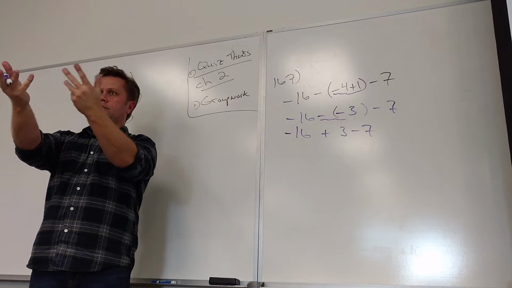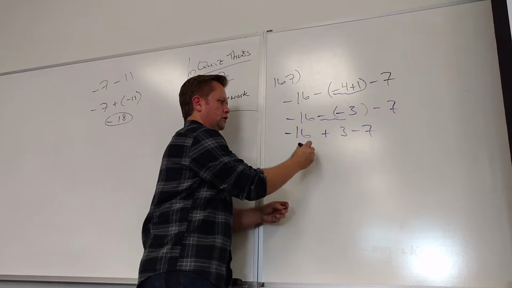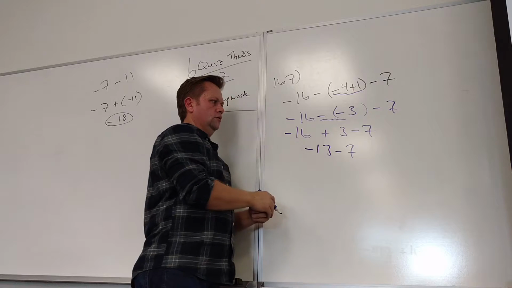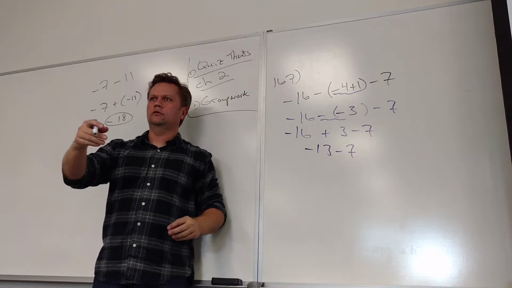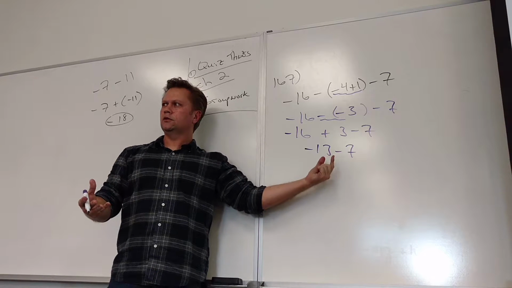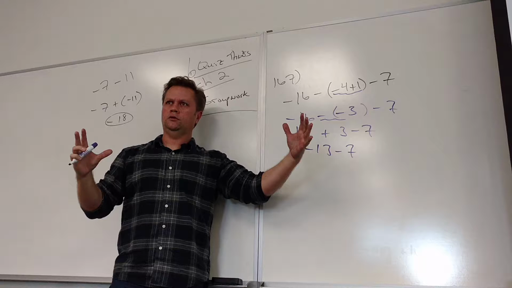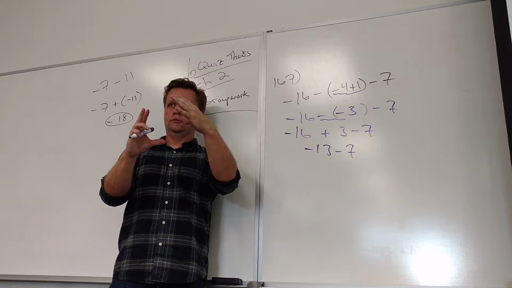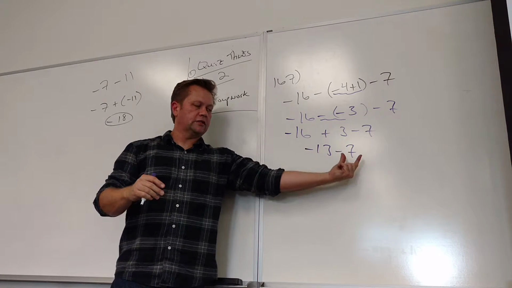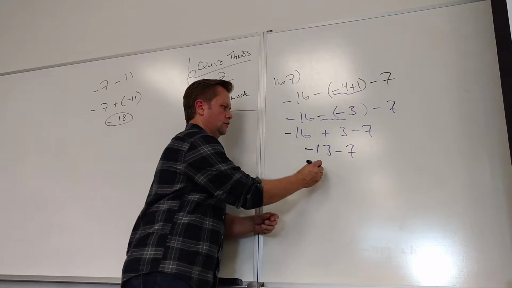And now you just attack it directly, right? What's negative 16 plus 3? Negative 13. Plus negative 7. So you can leave it like this, you can make it plus a negative 7 if that makes more sense. They're the same sign, so what do you do when there's two right next to each other? You add them. 13 plus 7 is 20, but you're going to put negative back on it.